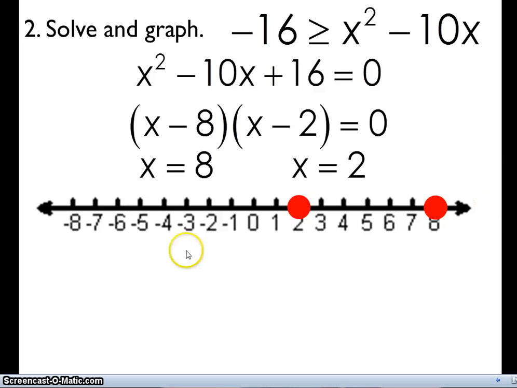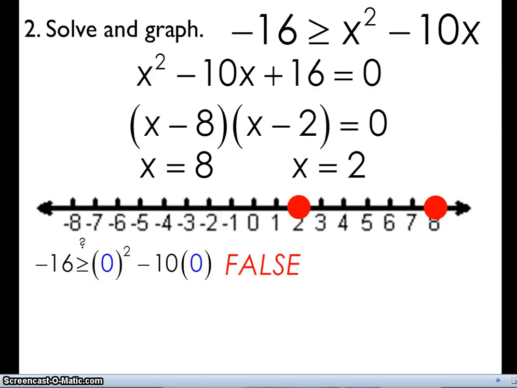Now we need to test points in each of the 3 zones. There's a left, middle, and right. You're not allowed to test the points that you plotted. So I've already picked out some for us. My favorite, 0. We go back and plug it into the original inequality and see, is that -16 greater than or equal to 0? True or false? And that's false. -16 is not greater than 0. We will not shade that region.